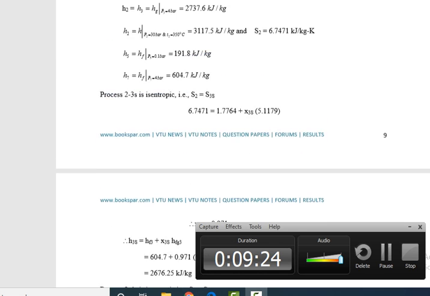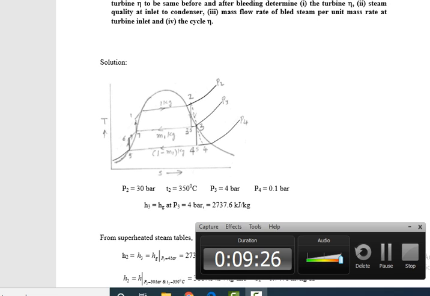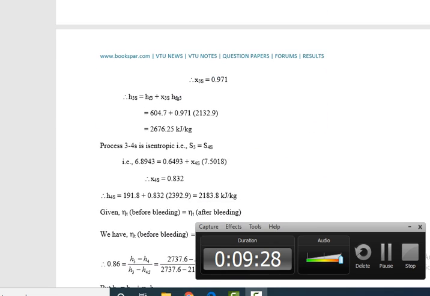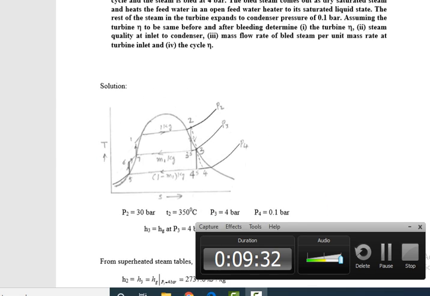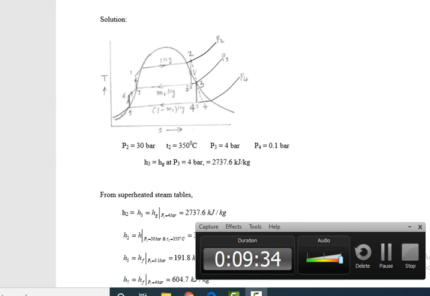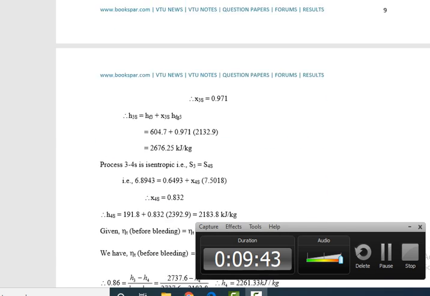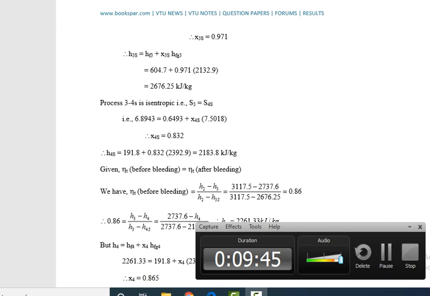Then go to process 3 to 4. What is happening in the 3 to 4 process? Again the process is isentropic, because the line from 3 to 4 is perpendicular to the entropy line. Therefore S3 equal to S4, entropy at point 3 equal to entropy at point 4. Then put the formula again, S equals SF plus X SFG. Put the values and you will get X4.